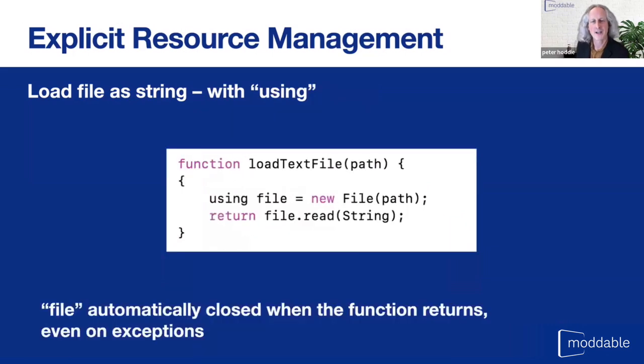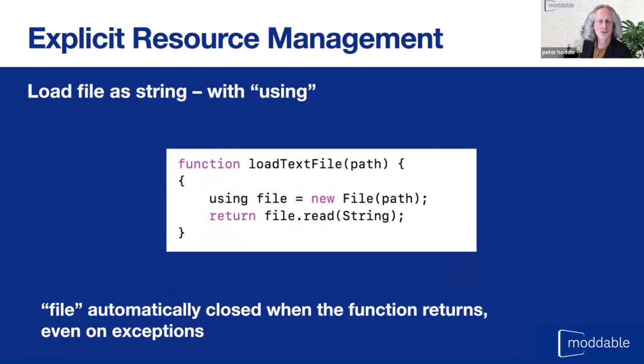With explicit resource management, we have this new keyword using, and we can just say using file, and then we create the file, we open the file, and what happens is when we exit this block, so when this function returns, file is automatically closed for us. And that happens whether there's an exception thrown or whether it returns normally.